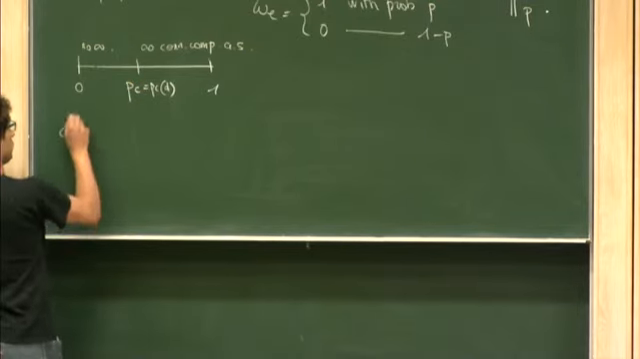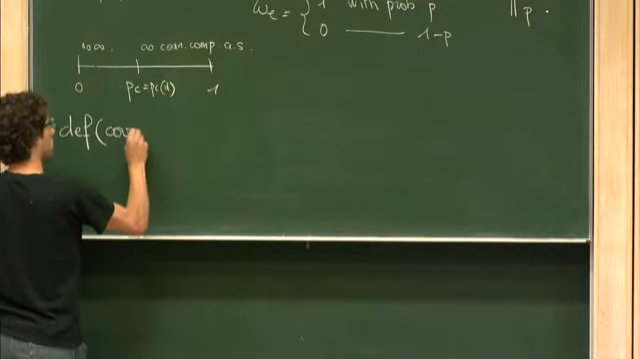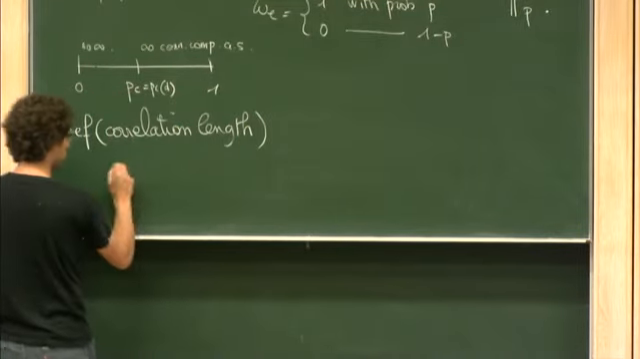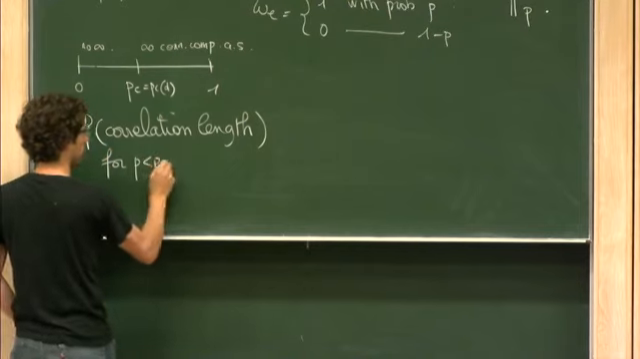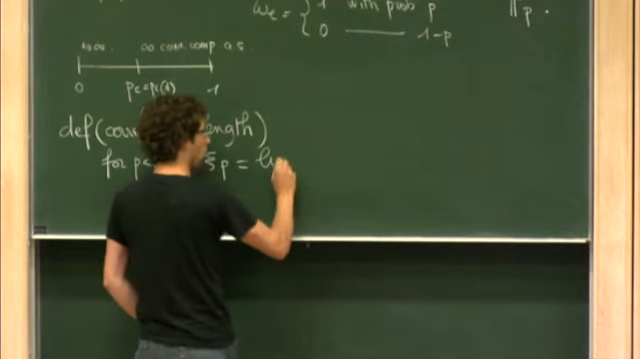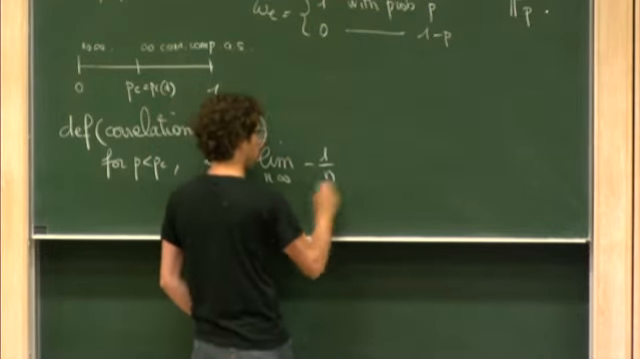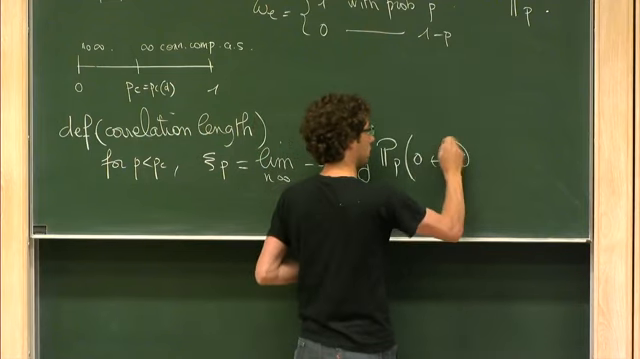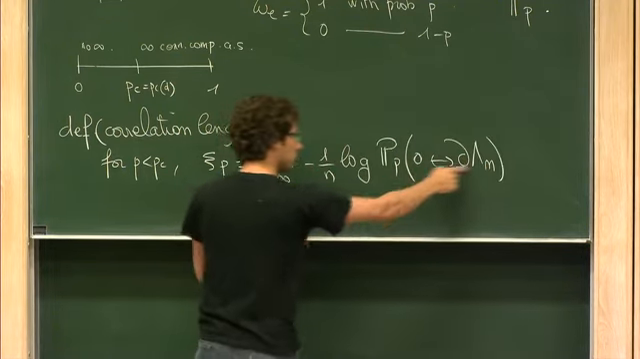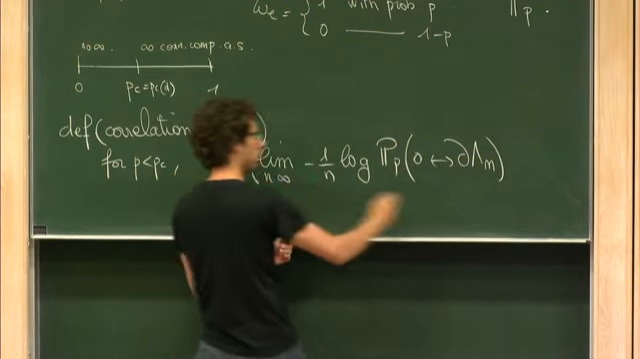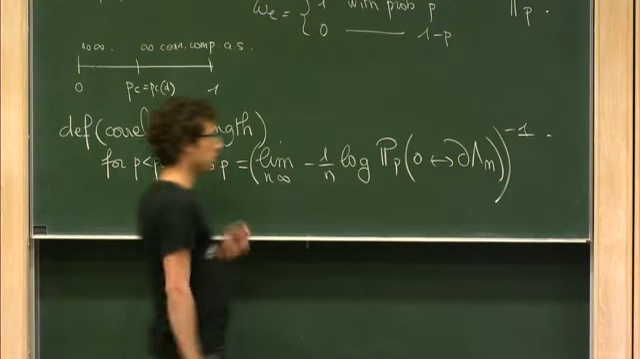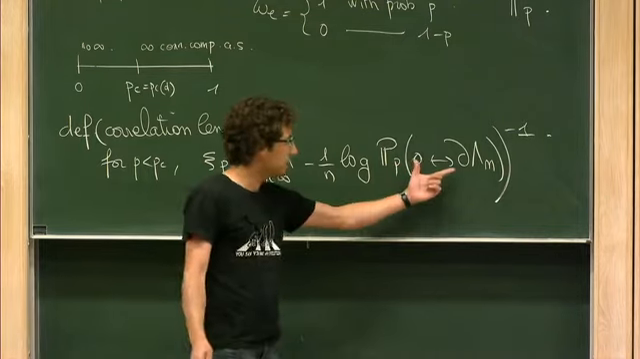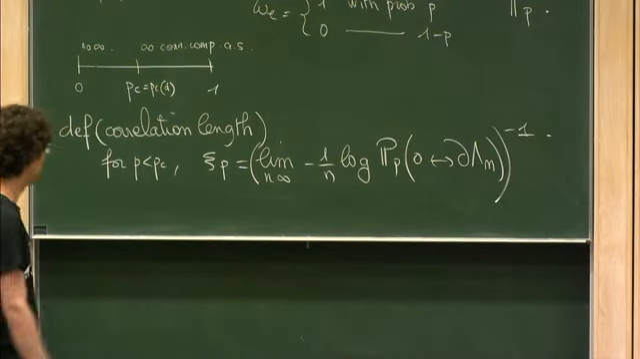You can introduce what is called the correlation length, which is the inverse speed of decay of this quantity. I look at minus 1 over n, the log of the probability that 0 is connected to the boundary of the box of size n. This thing is decaying exponentially fast, so it is strictly positive, and I take it to the power minus 1. So this quantity is basically decaying like exponential of minus n divided by this correlation length.